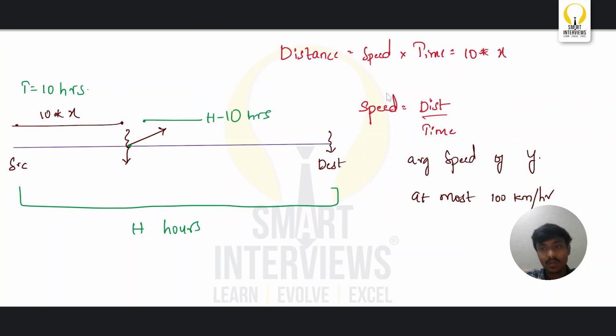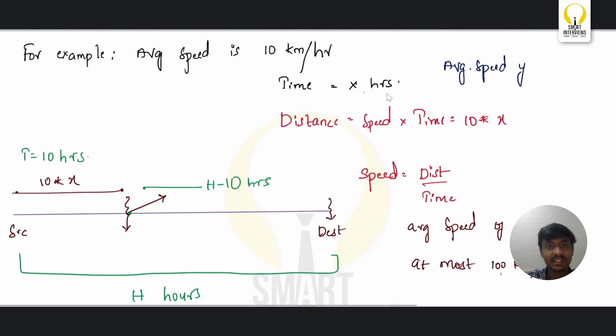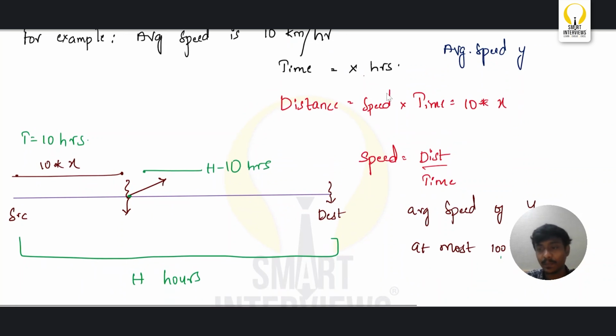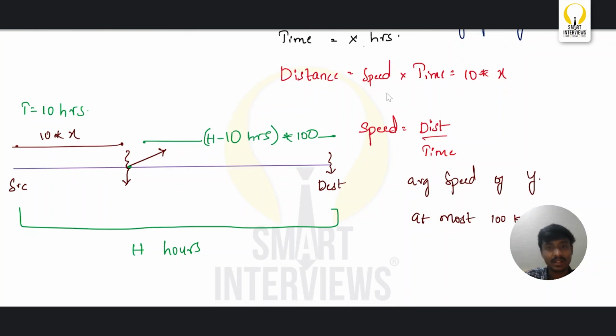And for each hour, what is the maximum distance that you can travel? You can travel 100 kilometers, right? So this was 10 into x, and this will be, so here they said that you can travel 10 kilometers per hour. Here they are saying that to attain this speed, you can travel 100 kilometers per hour. So for these many hours, for each hour, you can travel at max 100 kilometers, right?